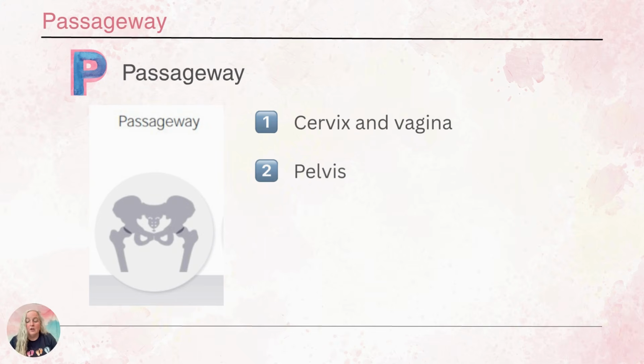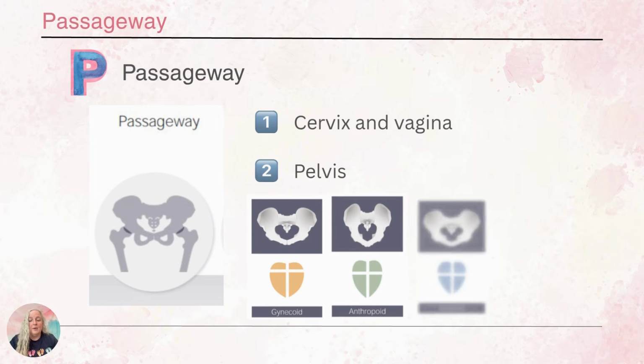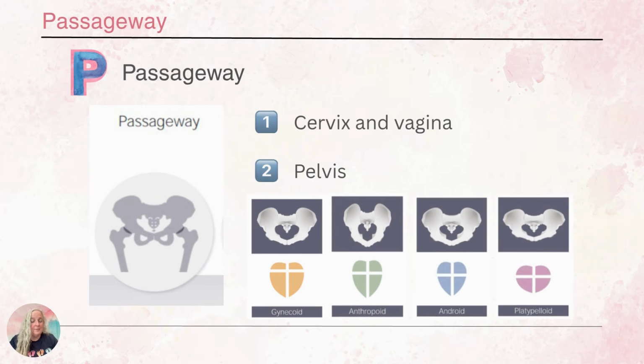For the pelvis, the gynecoid pelvis is the best pelvis for a baby to fit through. It's more rounded, and about 50% of women have a gynecoid pelvis. The other pelvic types include the anthropoid pelvis, the android pelvis, and the platypelloid pelvis. And these are either flatter or more narrow. And so they are not necessarily as easy to have a vaginal birth with these. They still can, but not as easy as the gynecoid pelvis.